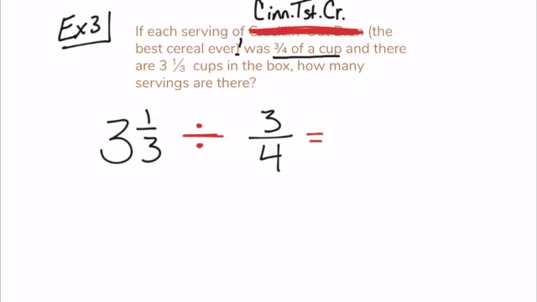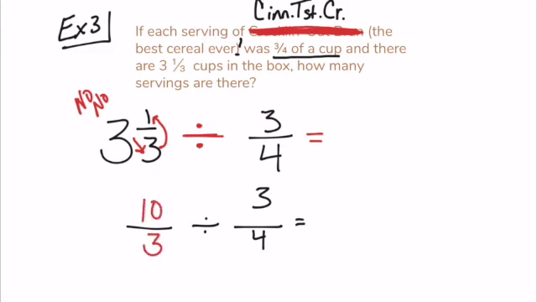Do you see the no-no? There's a no-no here. Here it is. You're not allowed to have a mixed number and a fraction. We want a fraction divided by a fraction. 3/4 is fine. We can leave it. But 3 1/3 is not. So we have to change it. Remember, big bottom. Big number times the bottom number. 3 times 3 is 9. Plus the top number, 9 plus 1 is 10. So instead of 3 1/3, we now have 10/3.